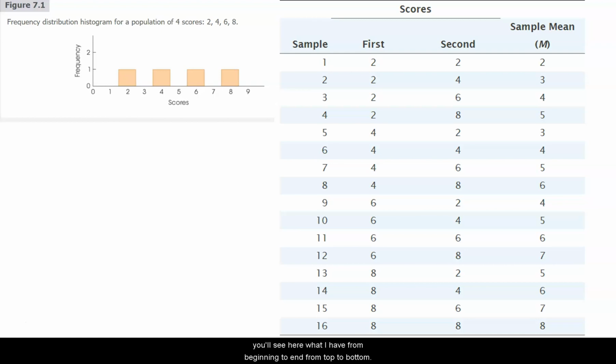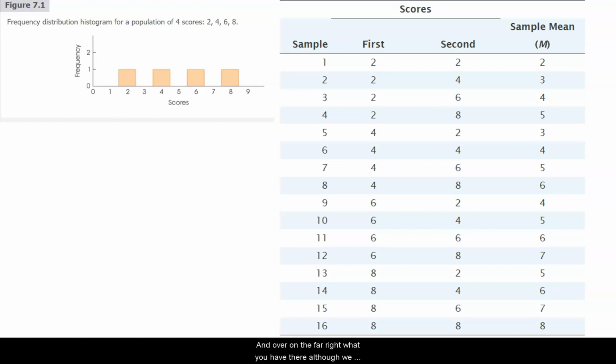And you'll see here what I have from beginning to end, from top to bottom, is an exhaustive list of all the possible outcomes if we drew a sample of 1, put it back, and then drew another sample. I could draw a 2 first, a 4 first, a 6 first, and an 8 first. And then I could draw a 2 second, a 4 second, a 6 second, or an 8 second. And these are all the possible outcomes. And you see for each of those samples of 2, a mean has been collected.